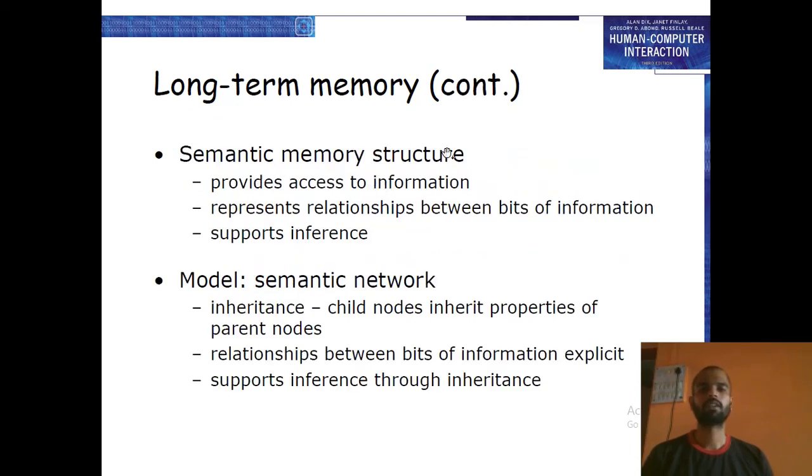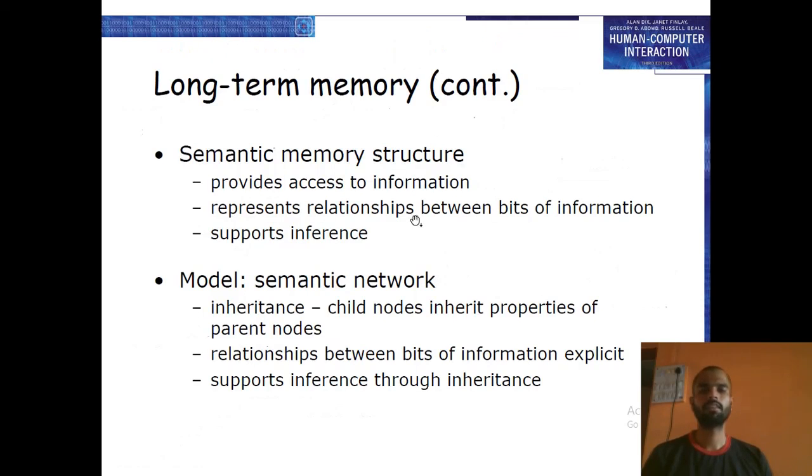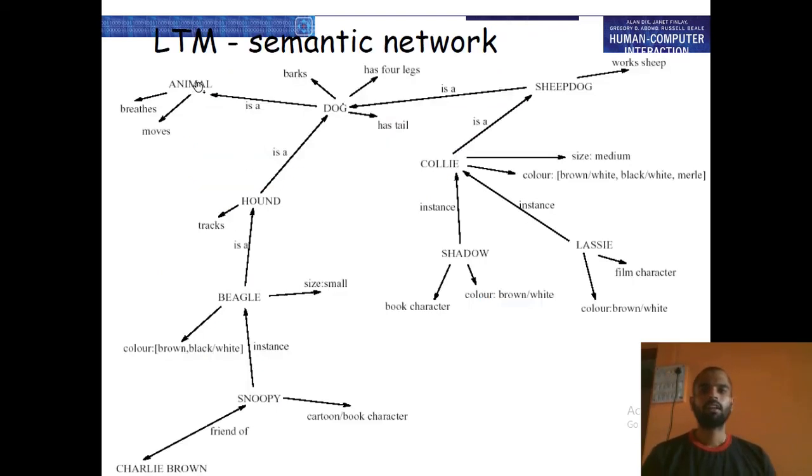Semantic memory structure. There is one diagrammatic representation, that is the long term memory semantic network. What is meant by this network? It uses the concept of inheritance. As we already know, inheritance means acquiring properties by one from another. It may be a person or it may be an object. Here the inheritance concept is used, which forms a long term memory semantic network.